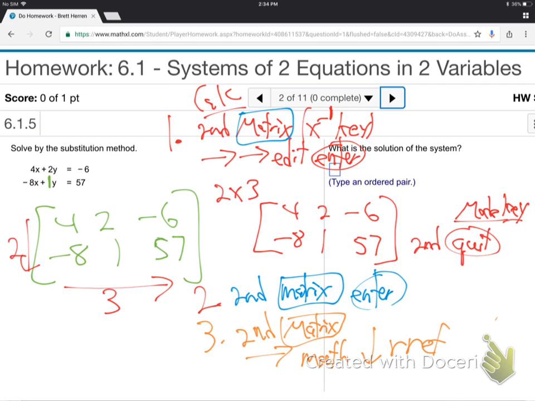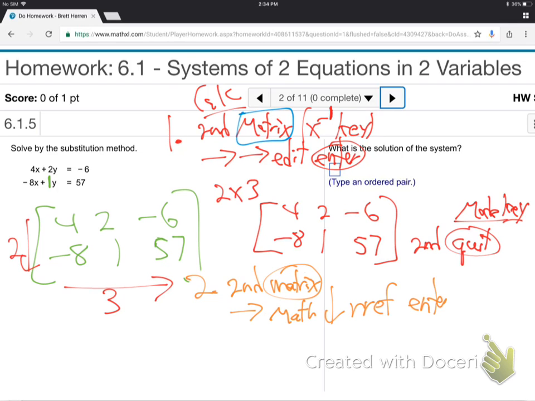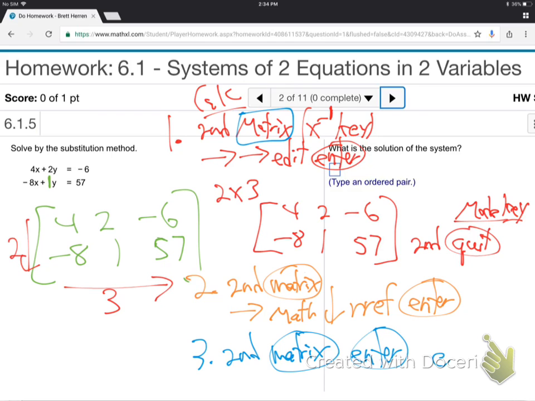Oh, I should have done that first. Oh, I messed up. Sorry. Reverse steps 2 and 3. Let me try that again. I forgot, you've got to first do that. So step 2 should be second matrix. Go across to the math menu, go down to the RREF, hit enter, and then step 3, go to second matrix again, and then just hit enter once, and then hit enter one more time.